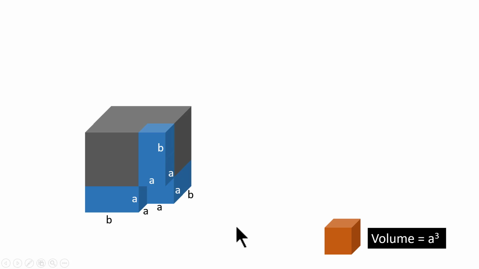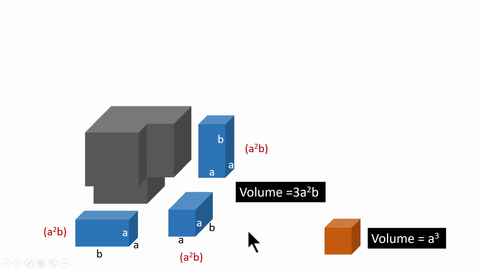Now if we pull out these pieces for visual clarity, you will get something like this. This piece has the volume of A squared B, and this one has A squared B, and this one has A squared B. So we totally have 3 A squared B's here. So we have got our volume here as 3A squared B. Excellent.